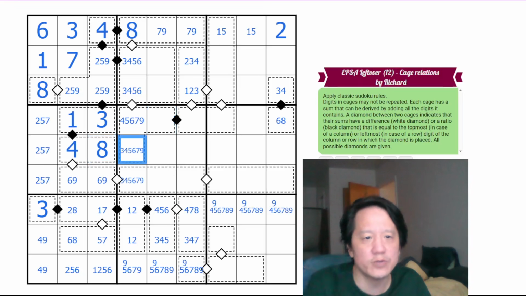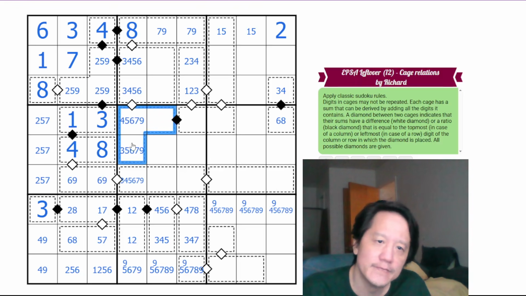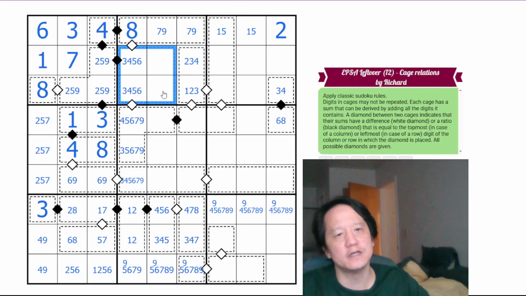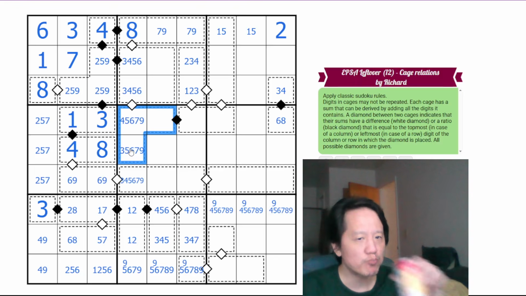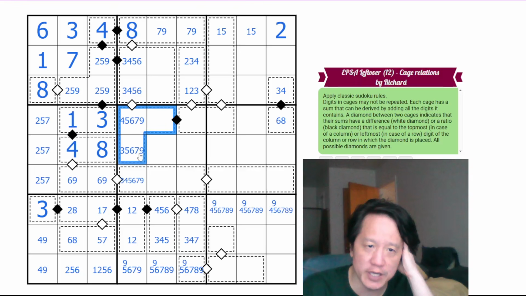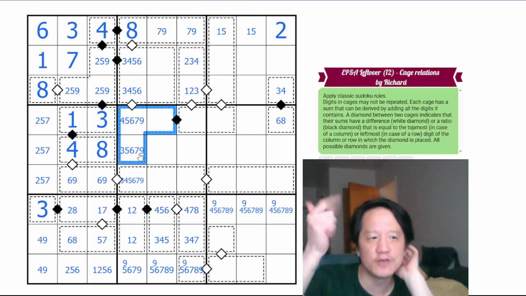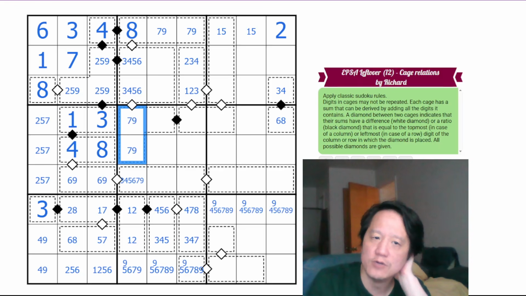No 4 here because of 4 in the row. So this is 16. This is either 8, which it cannot be because that requires a 1 in this cage, because it's either 125 or 134, or this is 16 plus 8, which is 24. So therefore, this must be 24, which makes that 7, 9, and 8.